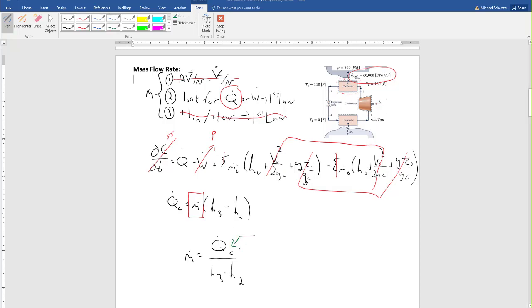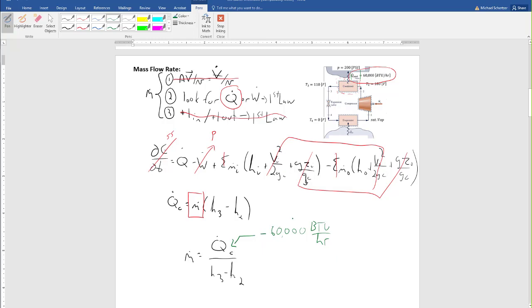Now, Q dot C, we know, but we have to think about this, right? So it really gave us the magnitude of Q dot out, right? So this is negative 60,000 BTU per hour. Now, if I wanted to get that to BTU per second, it just depends.